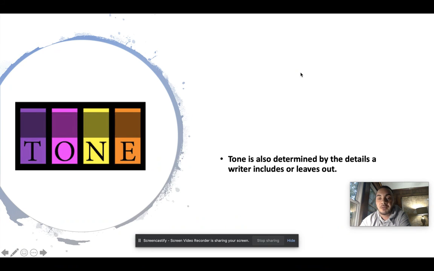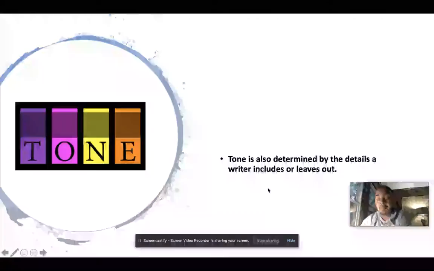Tone is also determined by the details that a writer either includes or leaves out. For example, if a writer only includes details in their essay or article that are positive or sympathetic to their topic or their subject, then they probably have a positive tone. Whereas an author who uses only negative examples probably has a very negative tone or a negative attitude towards his or her subject matter. As writers, we generally want to use a blend of both. We want to use negative and positive details and make an effort to achieve a neutral tone where possible.